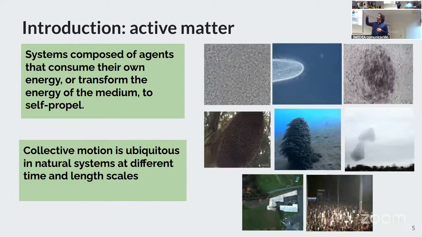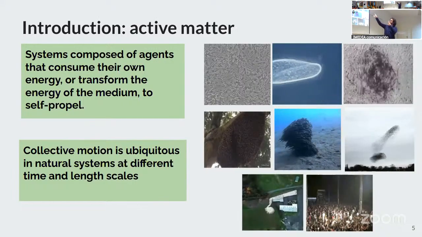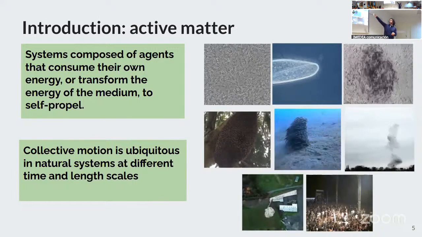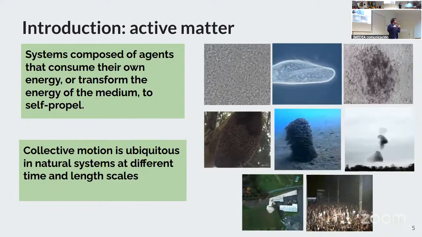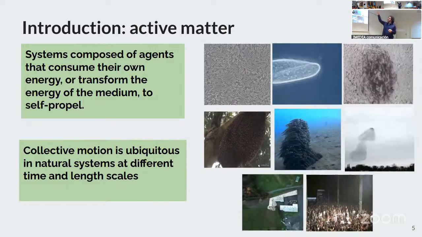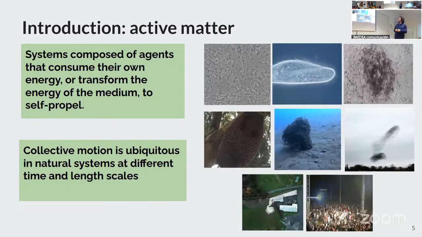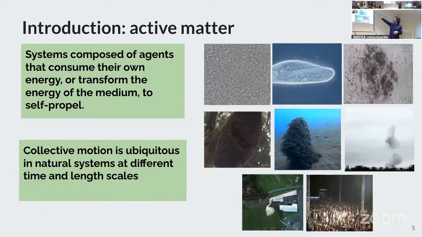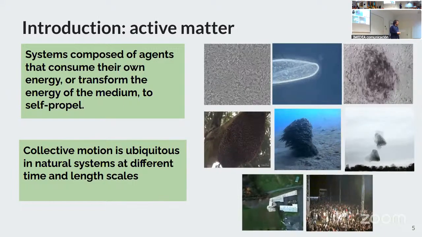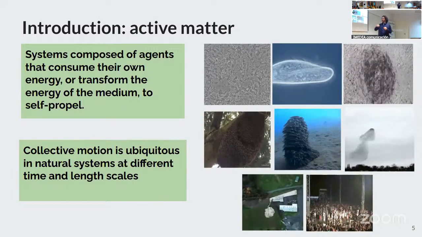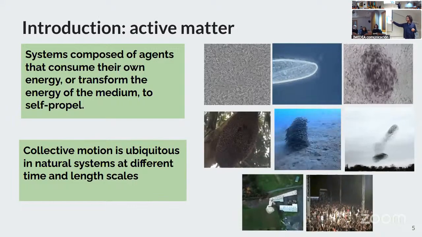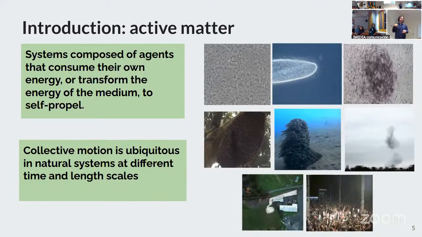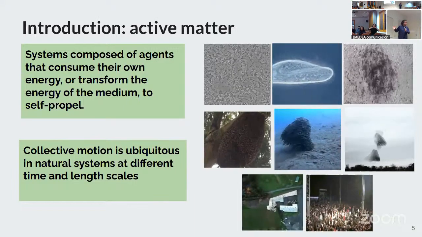We have bacteria swimming and exhibiting this swarming type of motion. Here we have an example of an active agent, paramecium, which is a ciliated microorganism. Here we have ants doing this milling motion. Also schools of fish, starlings doing this mesmerizing flocking, and why not people in a concert. So all those are examples of collective motion observed in active matter.